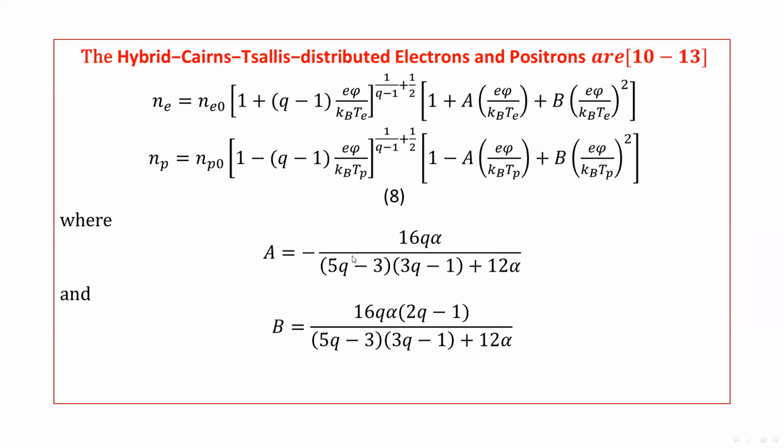The hybrid Kappa-Cairns distributed electron and positron densities are defined in this form. We note that if we take Q goes to 1, we go to the non-extensive density, and if we have alpha equal 0, we have the non-extensive electron and positron density.